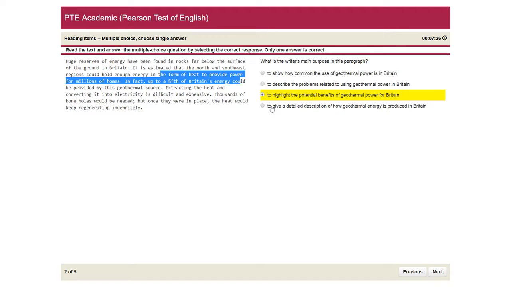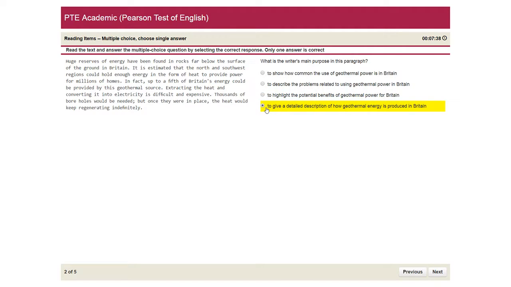The fourth answer is, to give a detailed description of how geothermal power is produced in Britain. But the writer is not describing any details. Only one sentence tells how the problem will be solved. There is nowhere written how the geothermal power is being produced. So this should definitely not be our answer.